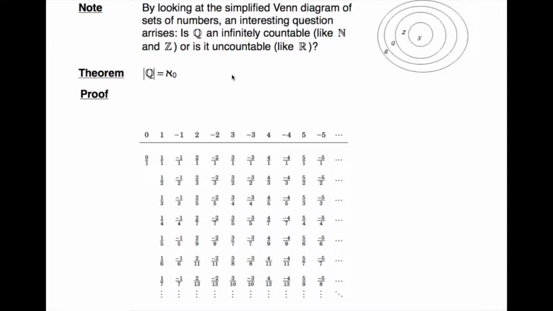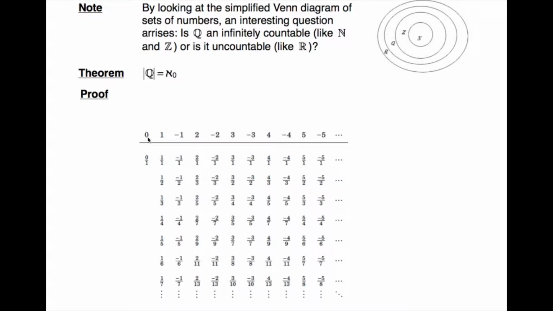So this is what the theorem tells us. The cardinality of Q is Aleph Naught. And we will use the fact that we just discussed. We're going to be able to make a list of all the rational numbers in a clever way. And since we can make a list, then we will be confident that it is countably infinite. So how do we make this list?